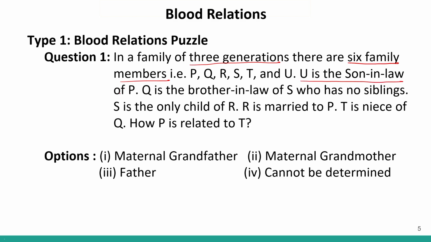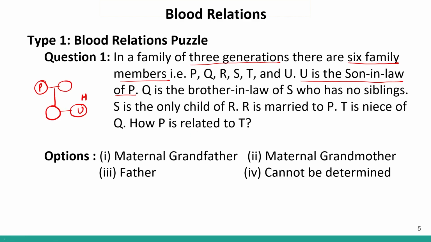U is the son-in-law of P. So if P is over here, P's gender is not known, correct? P will have a spouse also. They will have a child also, and that child's spouse is U, because U is the son-in-law, so U will be male. P and the other person will have a child, and U will be the spouse of that child.